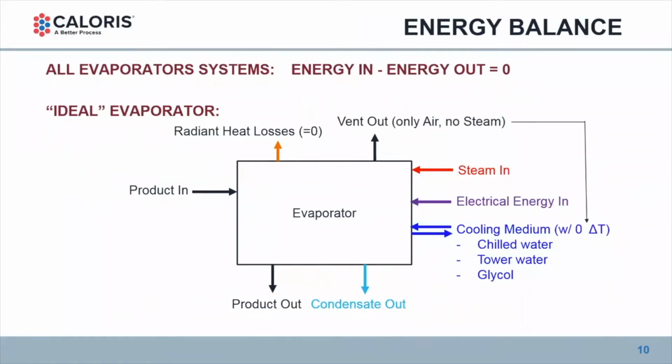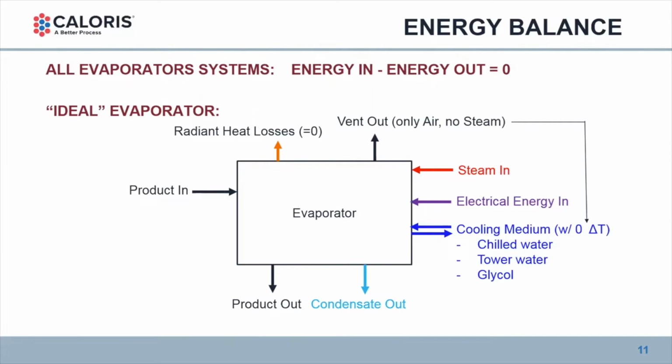So all evaporator systems, whether you're at atmospheric pressure or operating under vacuum, energy in minus energy out is zero. Whatever energy goes into the system has to come out of the system. And in an ideally operating and designed evaporator, we have no radiant heat loss from the system. The vent is pulling only non-condensable gases out, no excess waste heat steam.